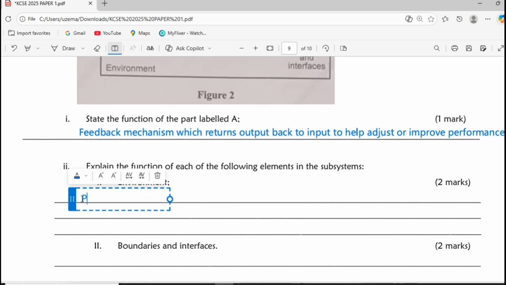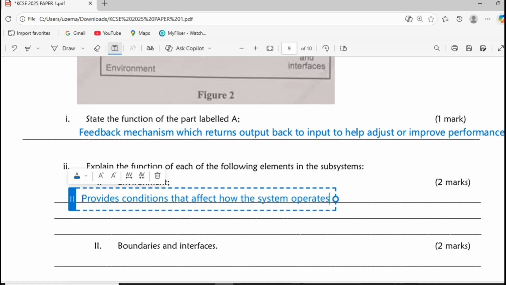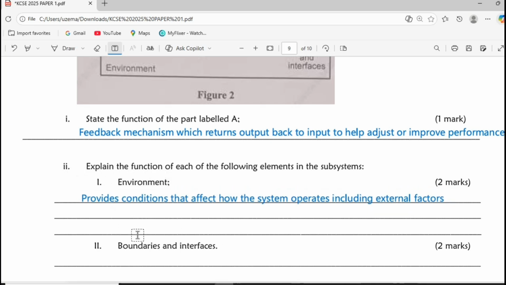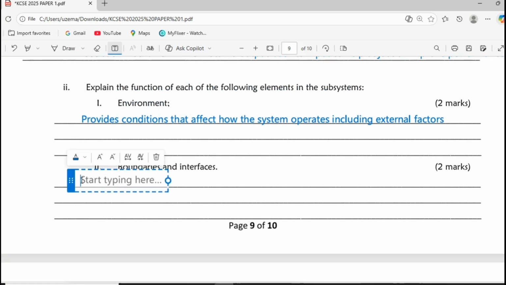2, Roman 2, explain the function of each of the following elements. These elements or characteristics of a system, one of them is the environment. When you talk about the environment, this provides the conditions under which the system operates, and it also includes some external and internal factors.